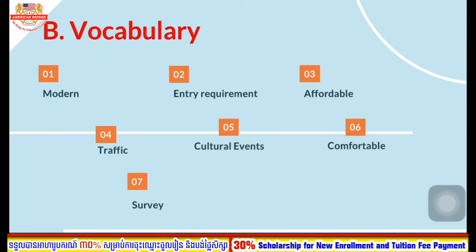Number 6, comfortable. Comfortable means very easy, not causing any bad feelings or producing social discomfort. It means easy. Number 7, the last one, survey. What does survey mean, everyone?